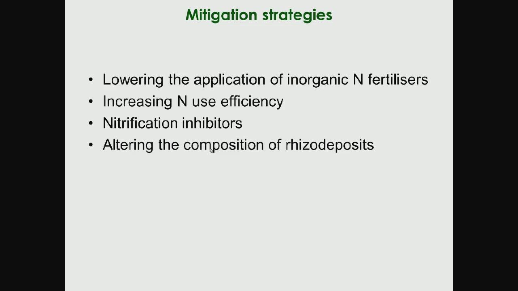And also there's evidence that different types of plant can produce different compounds that can be exuded from the roots that can alter the composition of bacteria that are present in the soil. So some plant varieties can either promote or inhibit the accumulation of some of these bacterial communities that are responsible for either enhancing or decreasing production of nitrous oxide.